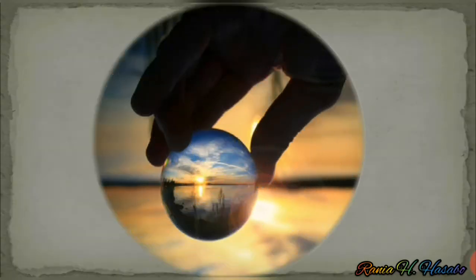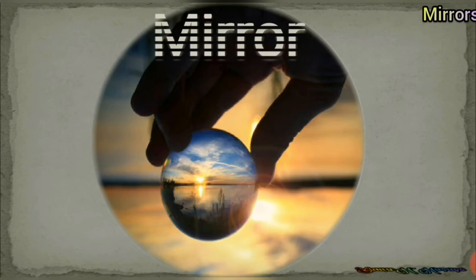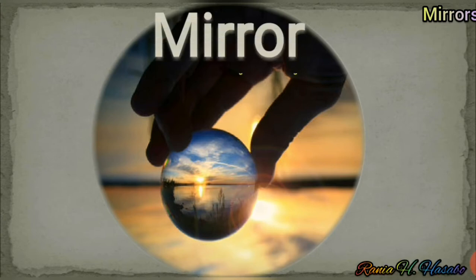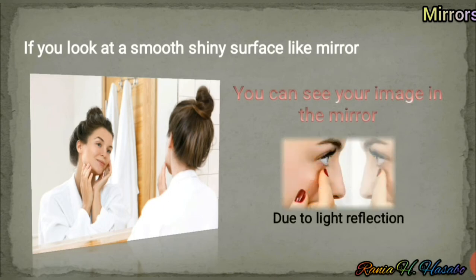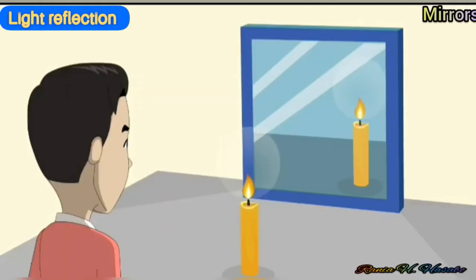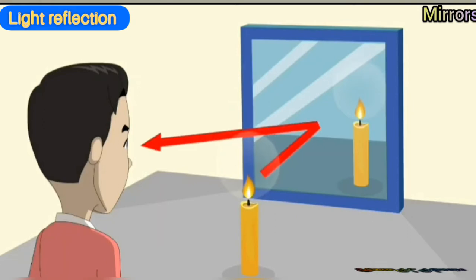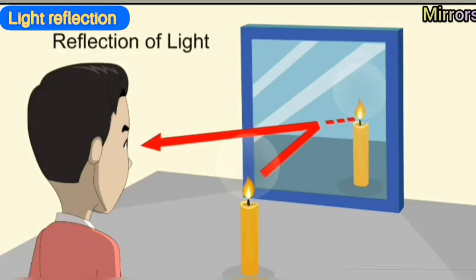Today our lesson is called mirrors. A mirror is a reflecting surface for light. There are some observations which we see in our daily life. If you look at a smooth shiny surface like a mirror, you can see your image because of light reflection. We see an image of the same object in the mirror because the light rays from the object bounce off the mirror and reach our eyes. So this makes us imagine the light rays came from inside the mirror. This process is called light reflection.